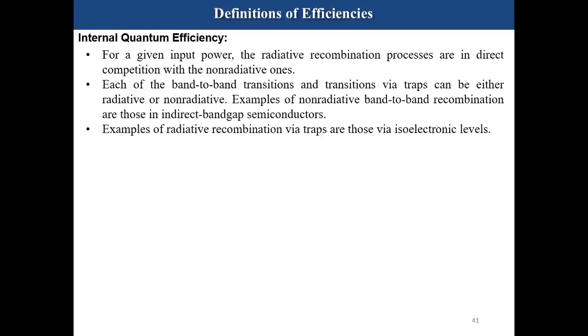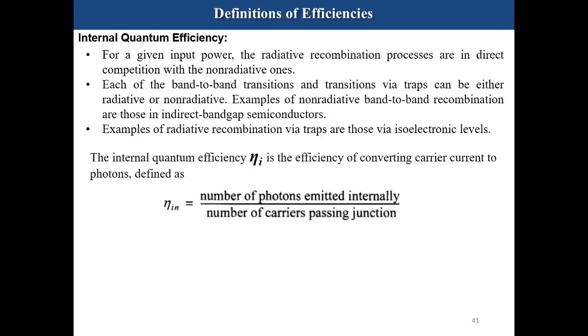Now, another important aspect is efficiency in a device. The internal quantum efficiency: to understand, for a given input power, the radiative recombination processes are in direct competition with the non-radiative ones. Each of the band-to-band transitions and the transitions via traps can be either radiative or non-radiative. Examples of the non-radiative band-to-band recombinations are those in indirect bandgap semiconductors. Examples of the radiative recombinations via traps are those via isoelectronic levels.